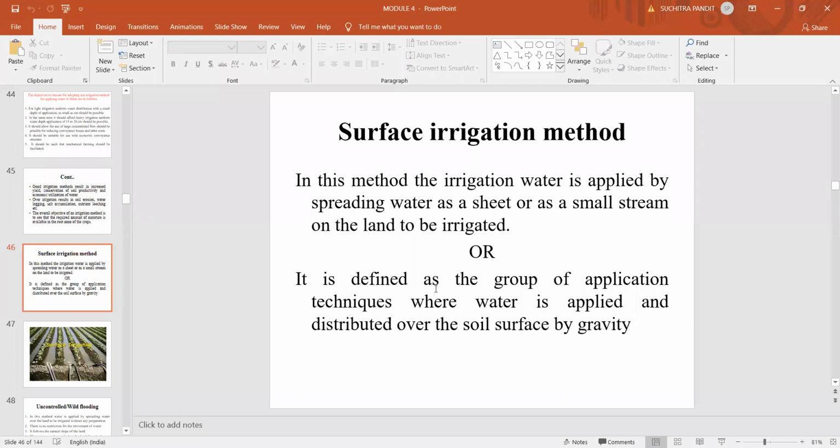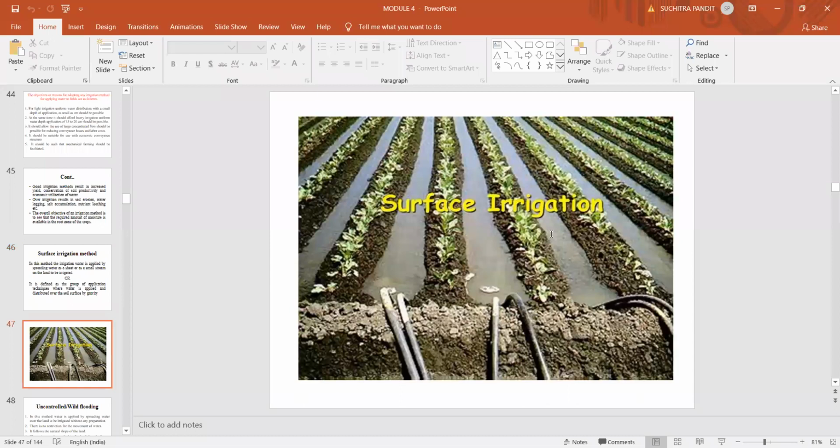Or it is defined as the group of application techniques where the water is applied and distributed to the soil by the gravity flow. Especially in case of surface irrigation method, water is supplied to the crop by gravity flow through a network of canal system.